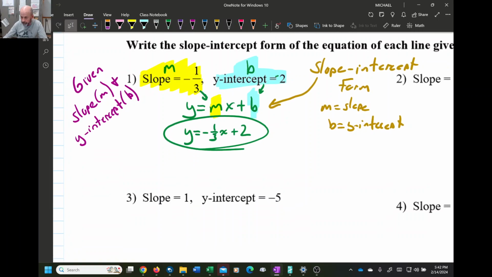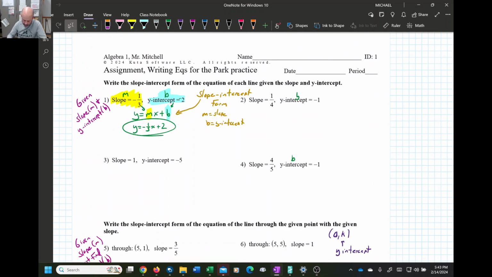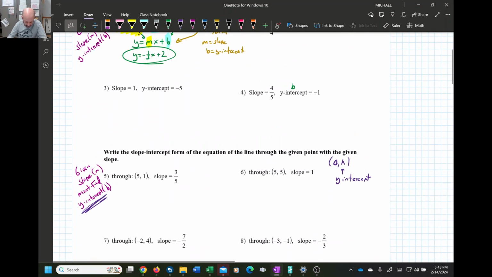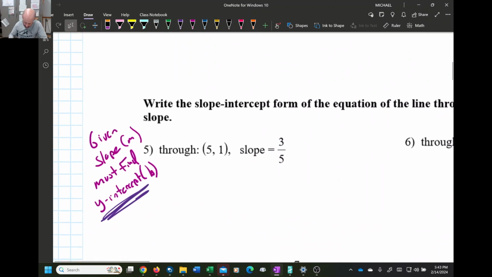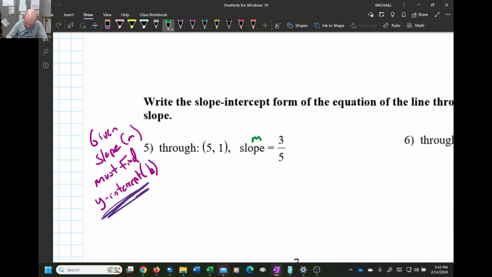Okay, our next set of problems we have here, 5 to 8, a little bit different. You're given the slope, so we're given the slope here. That's our m right there. But we don't have the y-intercept, so we need to find the y-intercept. Once we have the y-intercept, then it's the same as the first ones. This is one step harder than those first 4 problems.